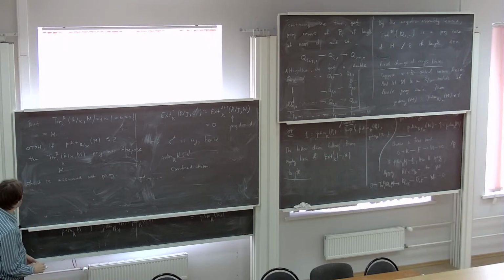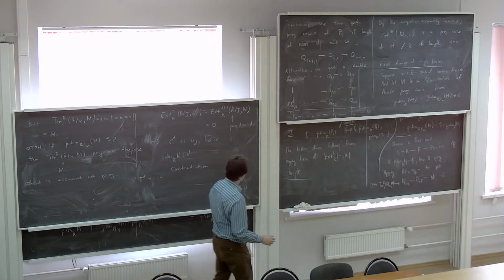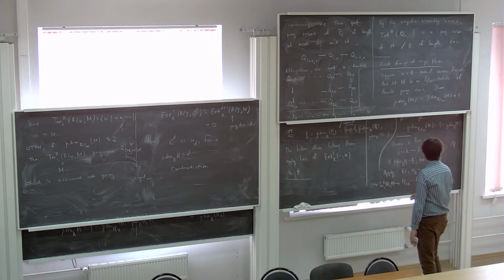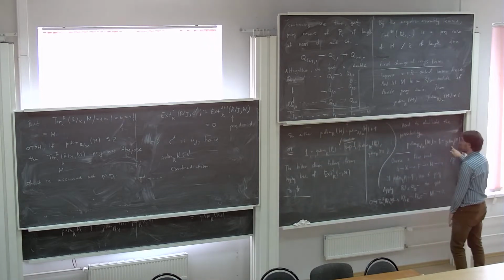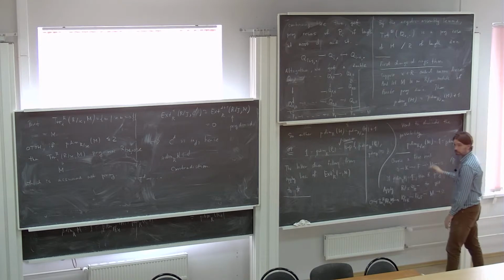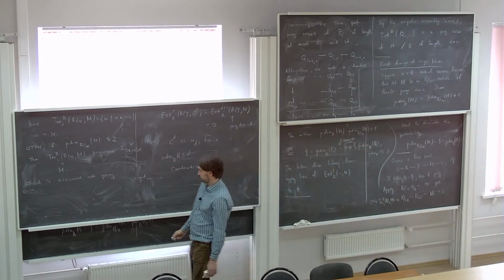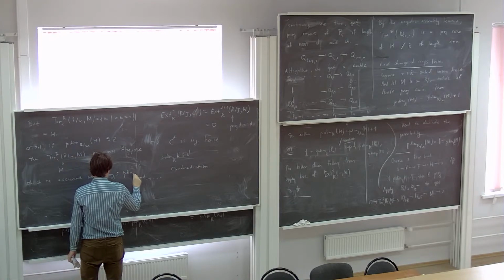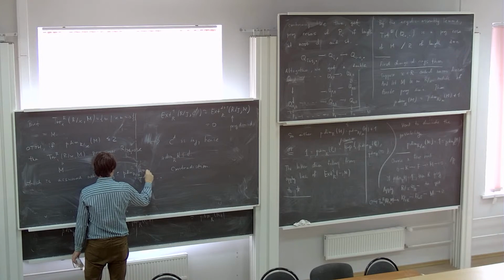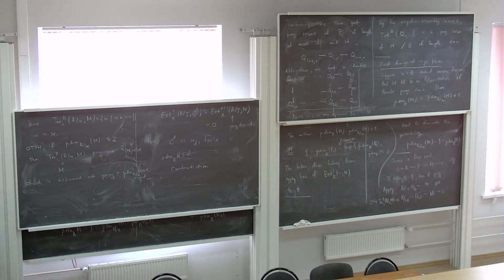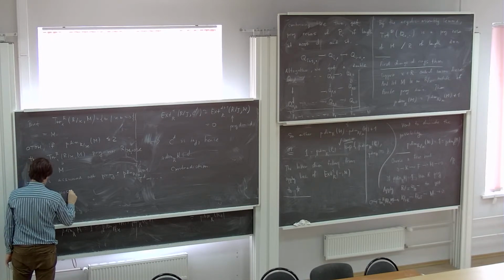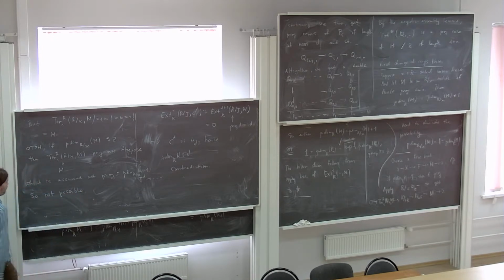And so this is a contradiction to the hypothesis here. Okay, so it's a contradiction. This is not possible. Okay, so that's the end of this proof.